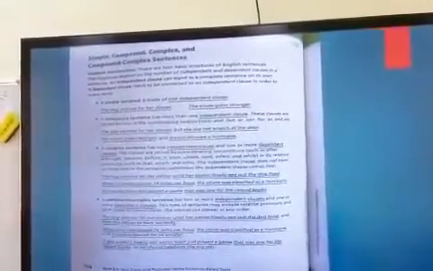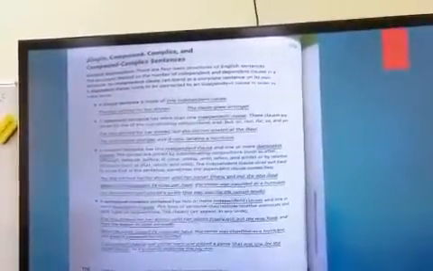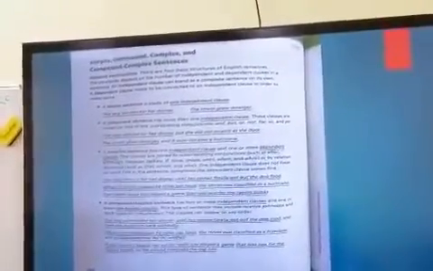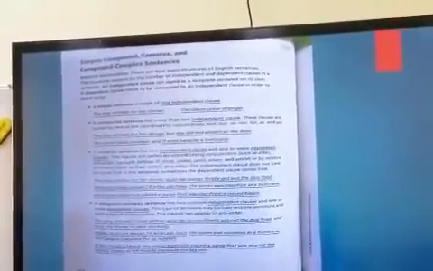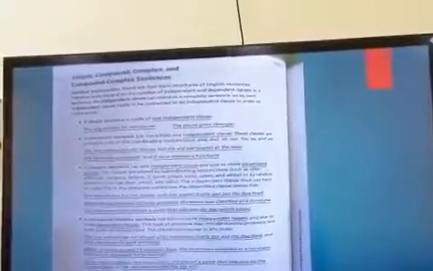The compound sentence has more than one independent clause, two independent clauses, two sentences that can stay alone. But the clauses are joined together by the coordinating conjunctions and, but, or, nor, for, so, and yet, and we can put them all in a word which is FANBOYS. You take the first letter of each, and you have the conjunctions. It makes it easier for you to memorize them.